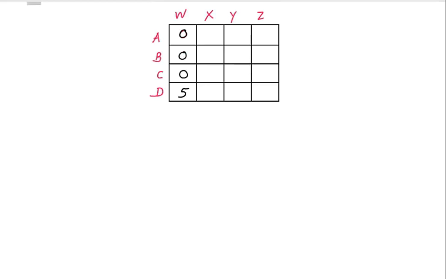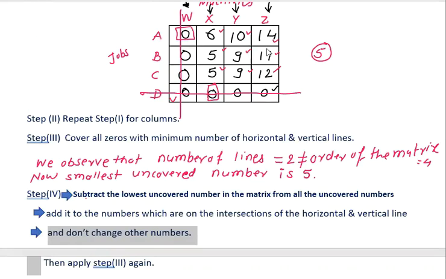Now let us find the numbers in the second column. Now 6 is the uncovered number, 5 and 5 are uncovered numbers. So we have to subtract 5. 6 minus 5 is 1. 5 minus 5 is 0. 5 minus 5 is 0. So 1, 0, 0. And we will keep this 0 as it is.